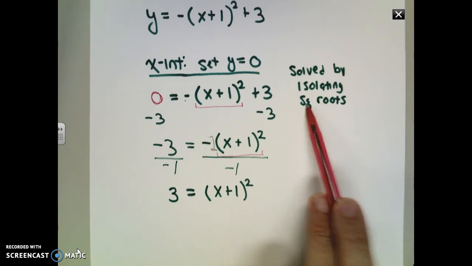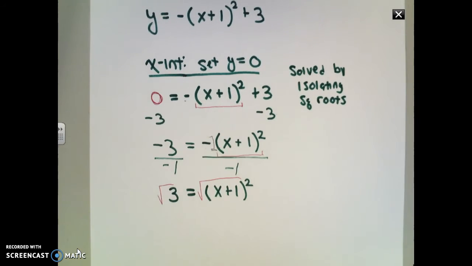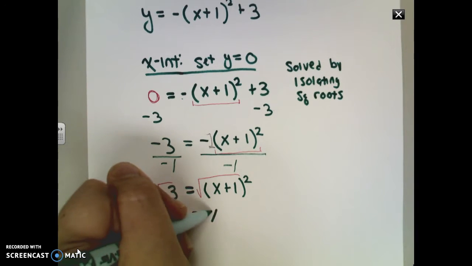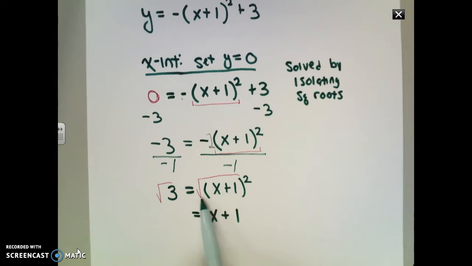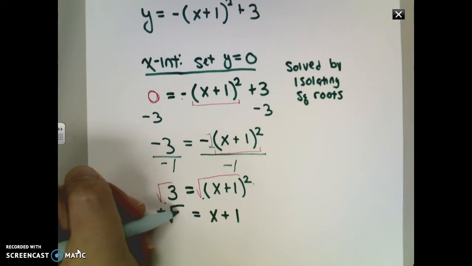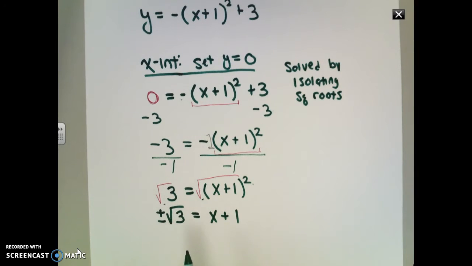I have isolated the square, which means now I can solve by taking the square root. So I take the square root of both sides. The right side now just becomes x plus 1 because the square root and the squared term cancel each other out. The square root of 3 cannot be simplified. We also need to write it as plus or minus because when you square root 3, it could be a positive or a negative on the outside, and you're still going to get 3 as your solution.